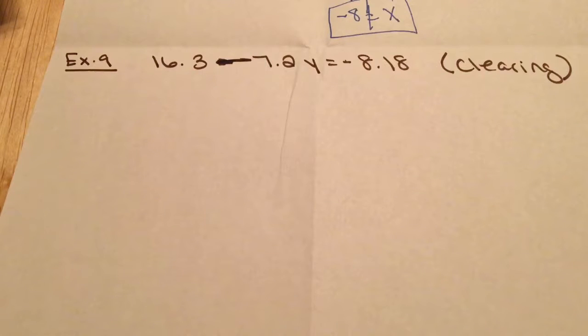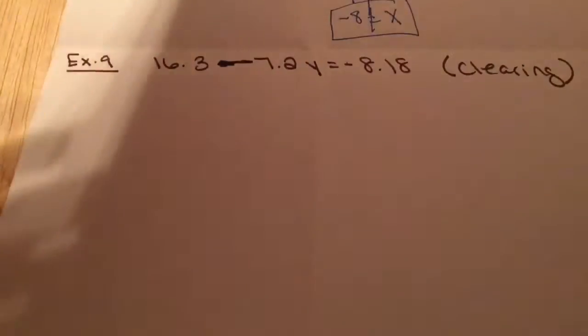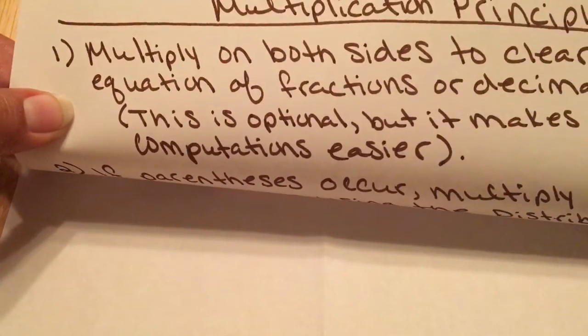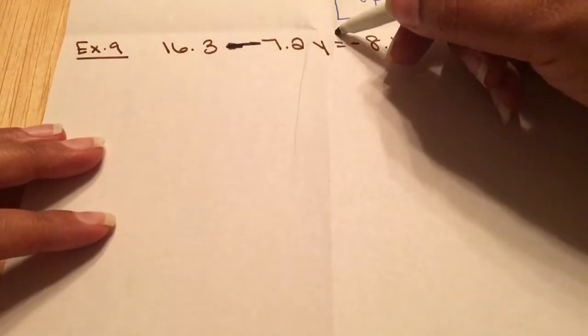So now we're going to look at example 9. Example 9, we have seen this one before. This is exactly like example 4. When we were working with example 4, we just solved this with the decimals. Now we're going to start to see that first step that we've been avoiding since we've been solving equations, that step number 1, multiplying on both sides to clear the equation of fractions or decimals. So this time we are going to clear, and we're going to see if we get the same answer.